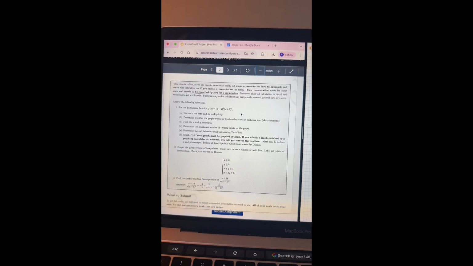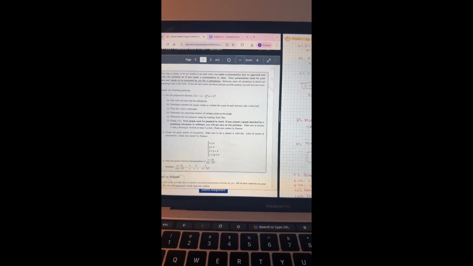2401526. Today, we're going over the extra credit project, and we have 3 questions. For the first one, it asks for the polynomial function f of x equals (x minus 2) squared times (x plus 1) squared. List each real zero and its multiplicity.